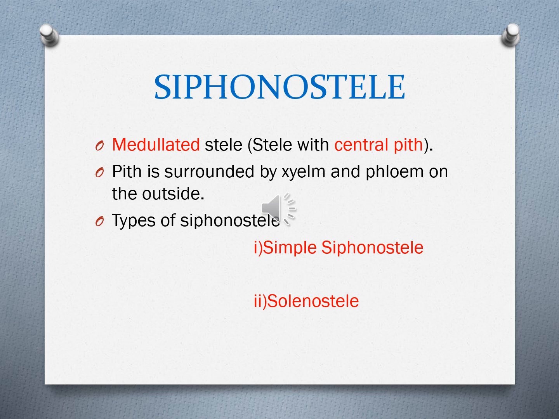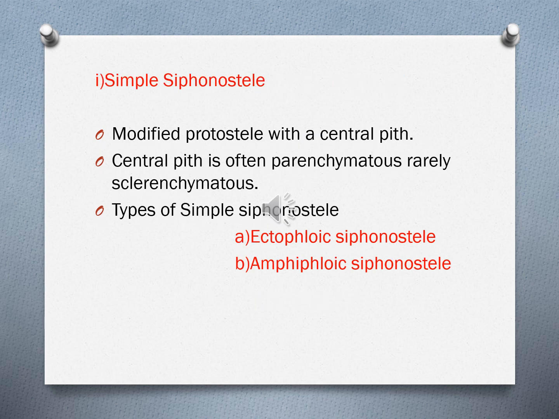In protostele there is no pith, only central xylem surrounded by phloem. In siphonostele we have a central pith. The pith is in turn surrounded by xylem and phloem on the outside. There are 2 types of siphonostele: simple siphonostele and solenostele. What is a simple siphonostele?